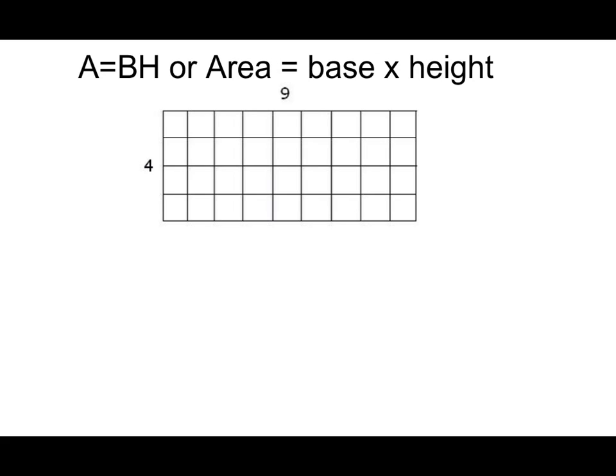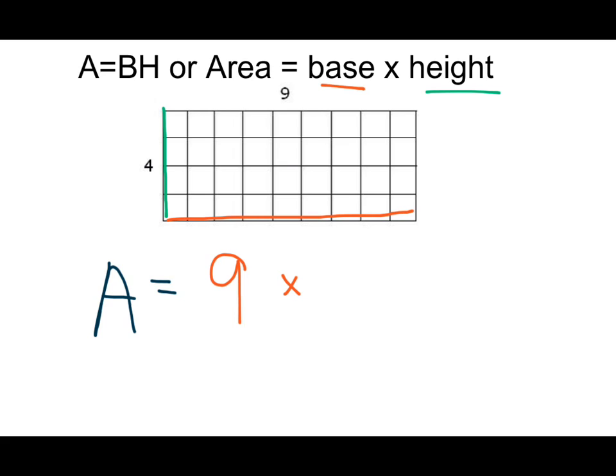You can use the formula area equals base times height, where base is the base or length of one side, and height is the length or height of the other side. For this rectangle, we have the base, which is 9, times the height, which is 4. So the area equals 36 centimeters squared.